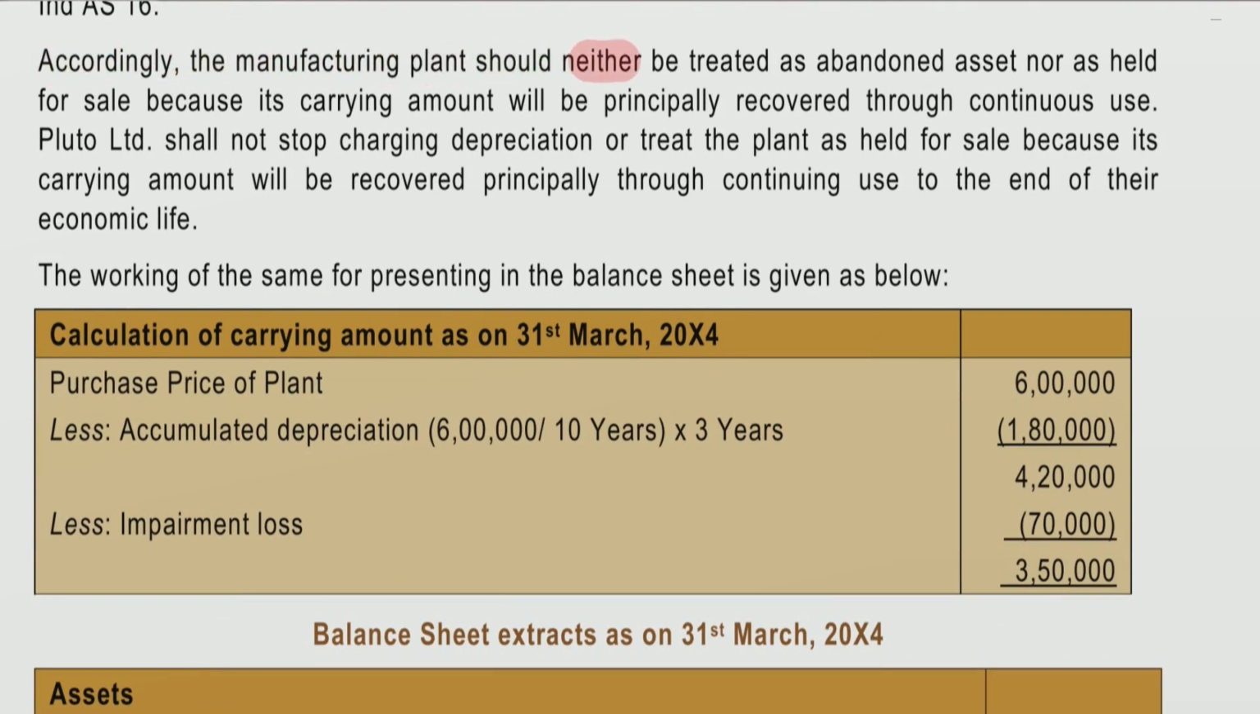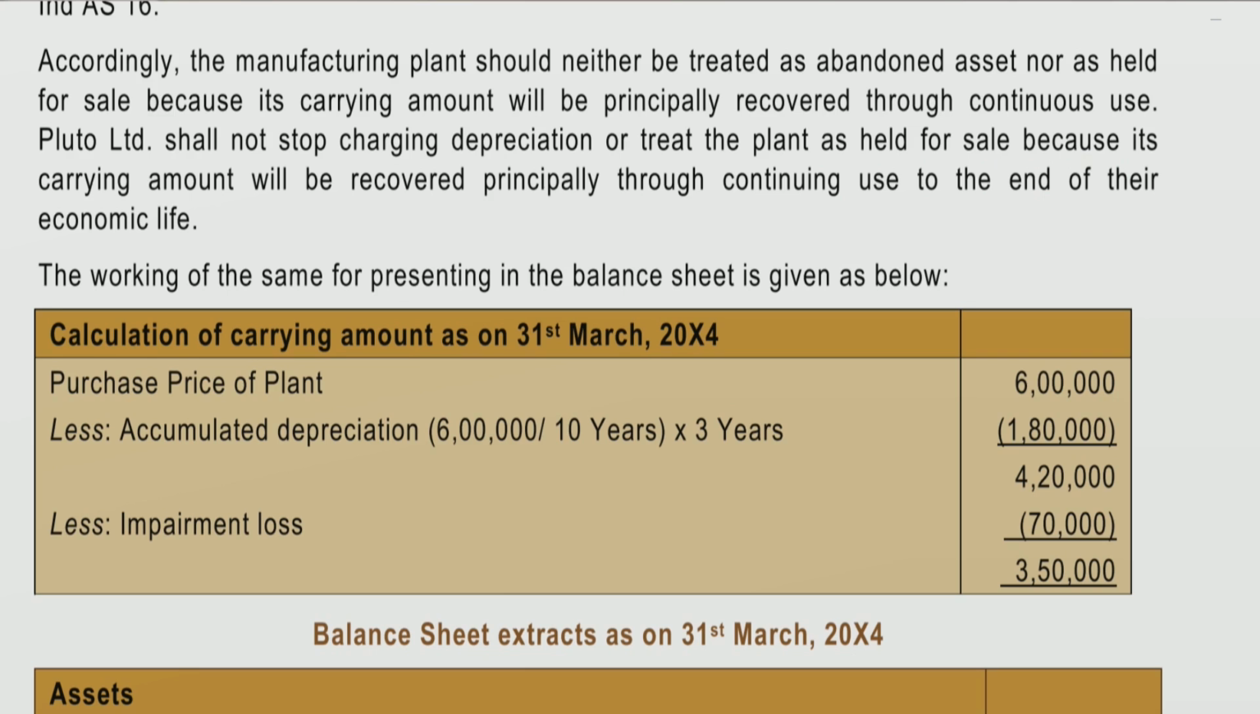Accordingly, the manufacturing plant should neither be treated as an abandoned asset nor as held for sale, because the carrying amount will be principally recovered through continuous use. Pluto Limited shall not stop charging depreciation or treat the plant as held for sale, because its carrying amount will be recovered principally through continuing use to the end of its economic life.